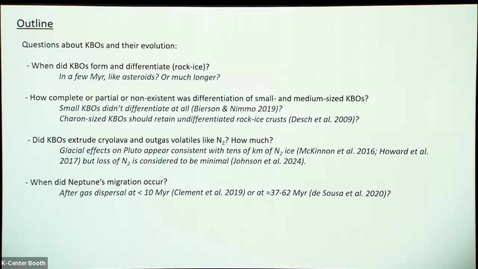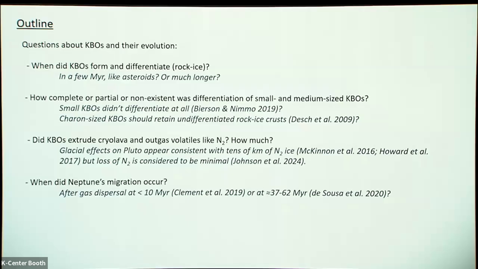Another question I've often wondered is how partial or complete was the differentiation? Because there are different theories about this. Small KBOs might not have differentiated at all, and I'll talk about the Pearson and Nimmo result, but on the other hand, I think that Charon-sized bodies should differentiate, but maybe not completely.